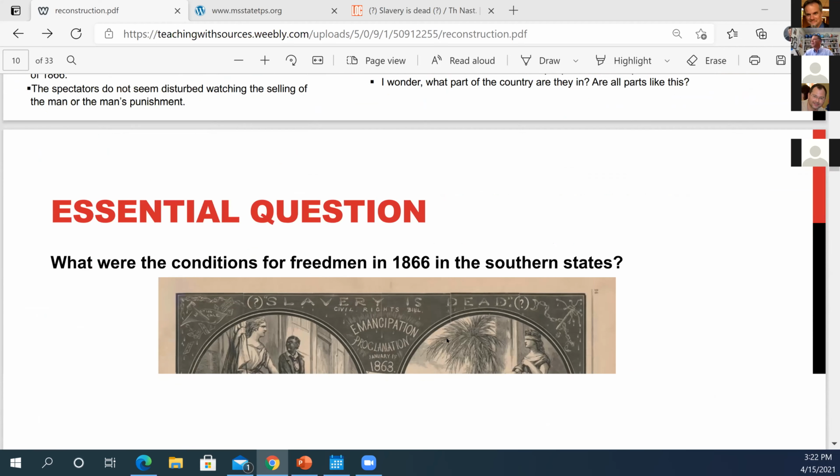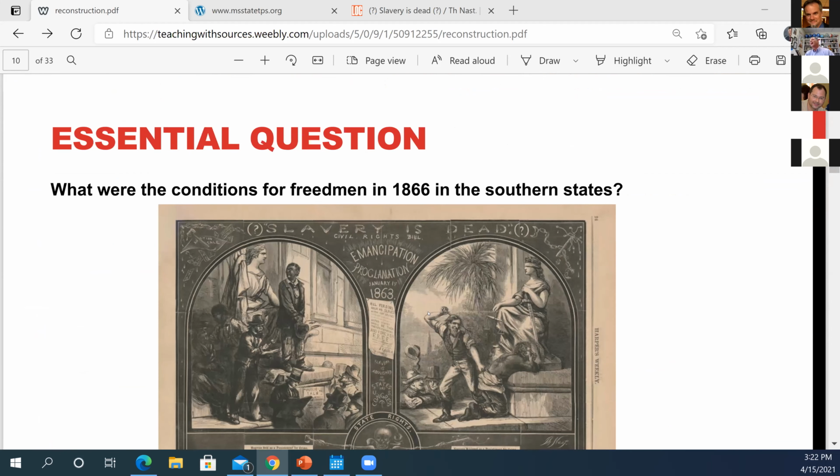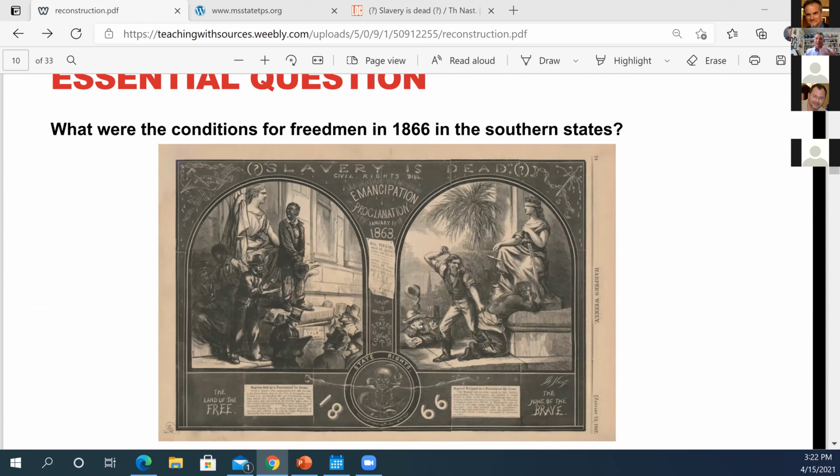But the students who did this asked me for an essential question because I failed them, Scott. And I gave them an essential question that may not end up being the most important question that we're going to address. But really the question was, what were the conditions for freedmen in 1866 in the southern states? And that's really what Nast is getting at with this particular cartoon. He's looking at, all right, what is really going on here.